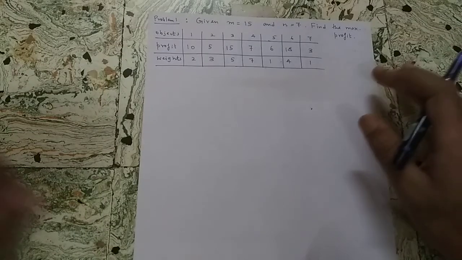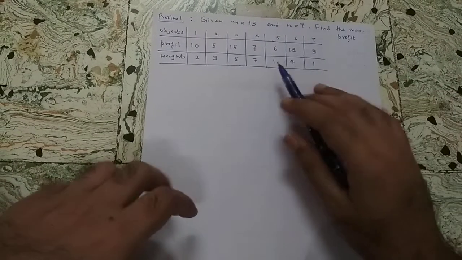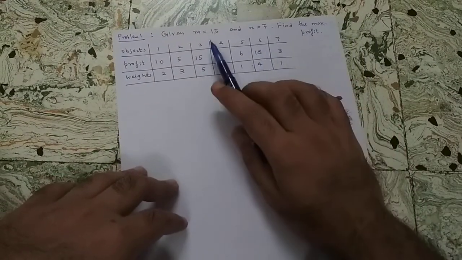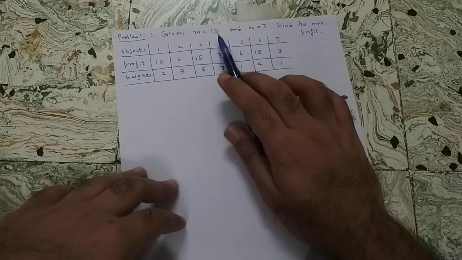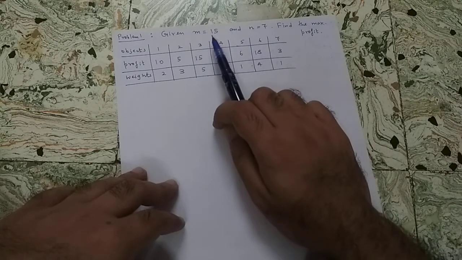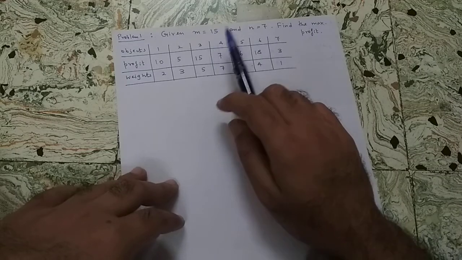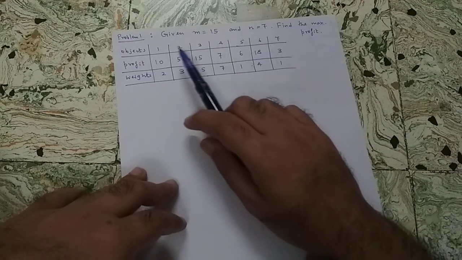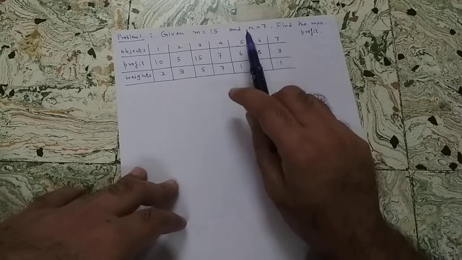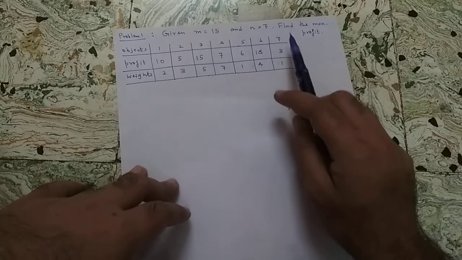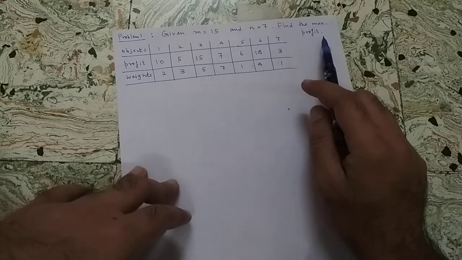Okay, let's look at this example. I hope you can read the question. I'll just help you out here. You have been given the maximum capacity of the knapsack to be 15. M denotes the maximum capacity, if you can recollect. The number of objects is 7, so the value of n is 7. Now we have been asked to find the maximum profit.